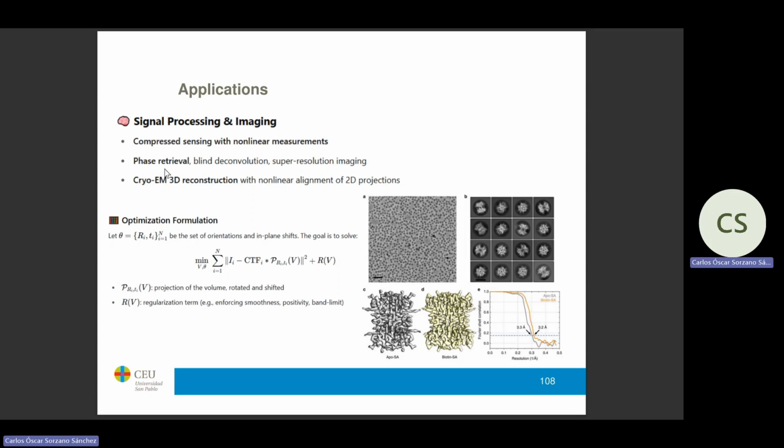Phase retrieval appears with the Fourier transform. Do you know what the Fourier transform is? Okay, so there are many devices that record the amplitude of the Fourier transform of the signal, but cannot recover the phase. And for instance, X-ray crystallography is one of those.